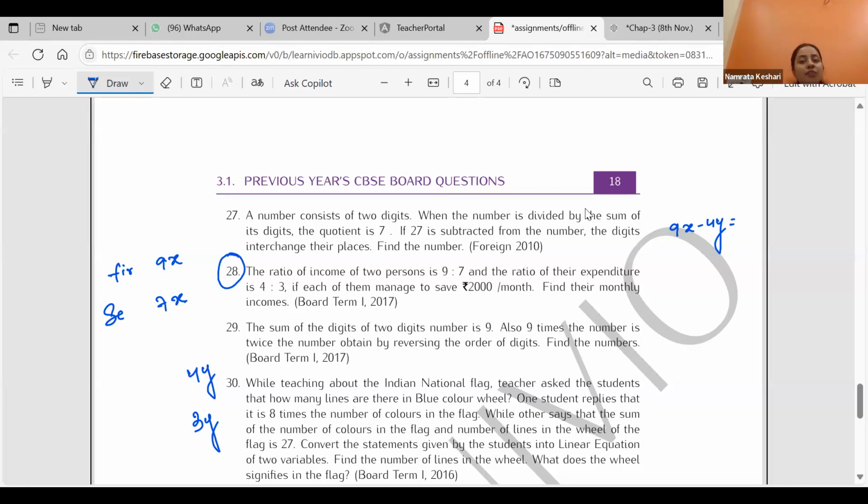And we also understand that while splitting the ratio, we can only multiply the same variable with both of them. So we are taking 9x and 7x; x and y we cannot mix in one ratio. Similarly, the other one we are writing 4y and 3y. Now each of them saves this much amount. So the first one's income is this one, expenditure is this one. We know saving means income minus expenditure, and that is 2000. Perfect. Yes, your equation is correct.